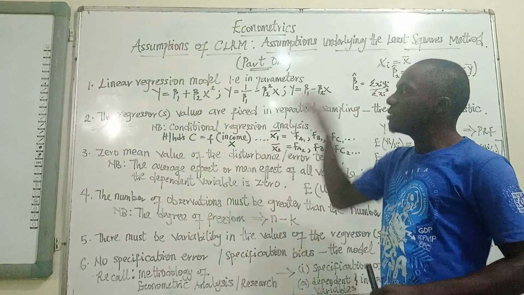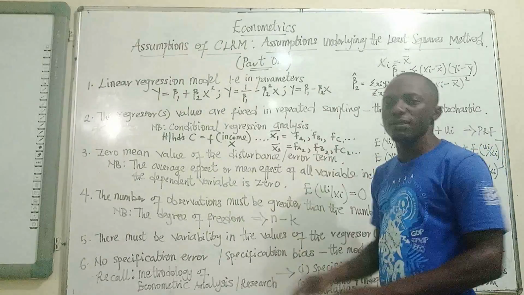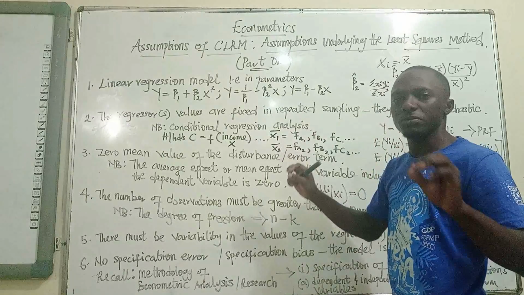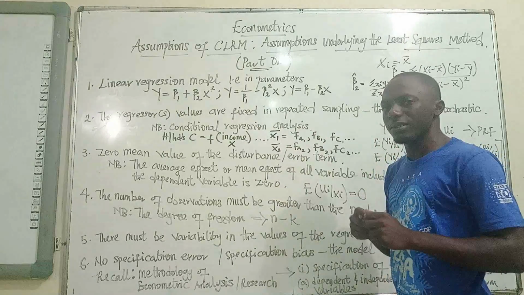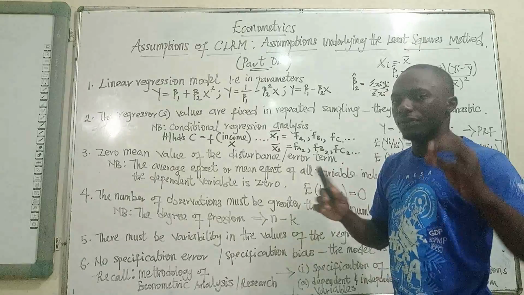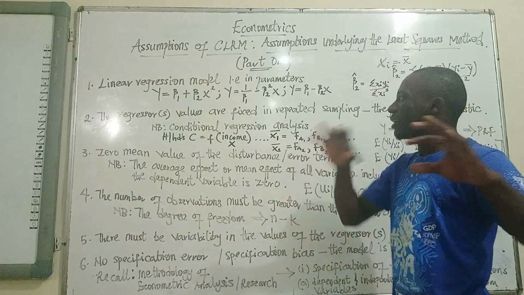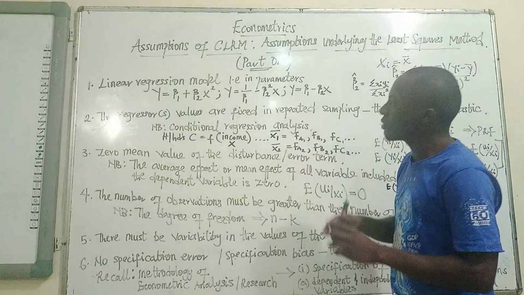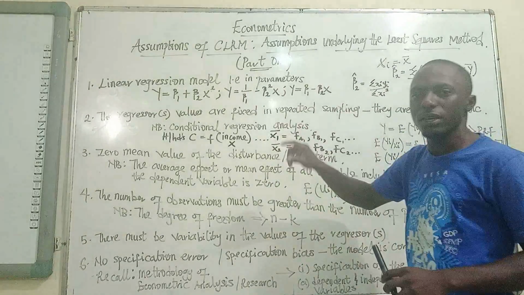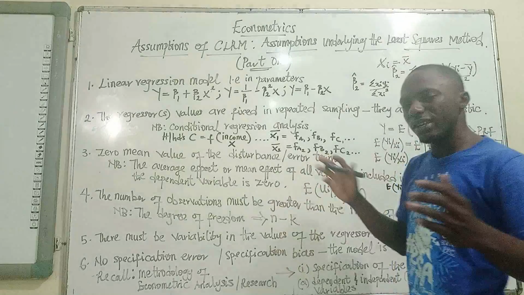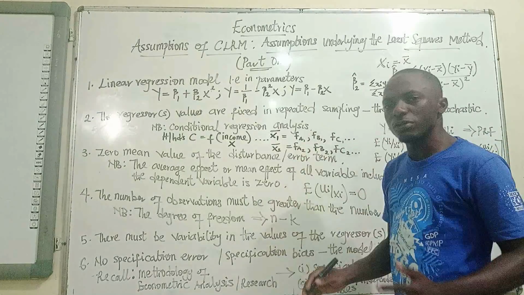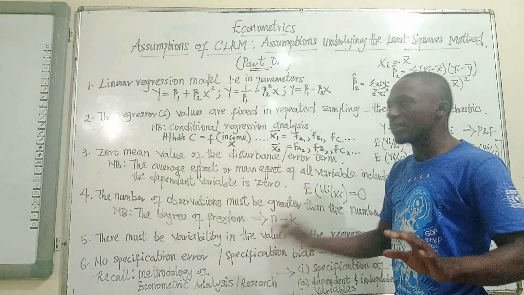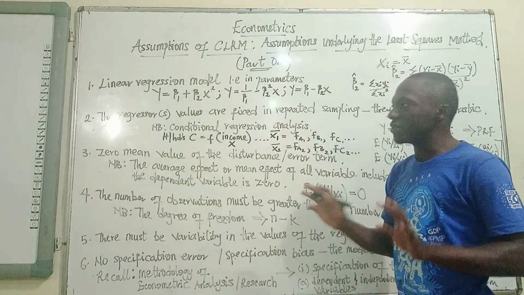The regression model that we are about to estimate using the least squares method must be a linear regression model. In the last video, we explained the difference between linearity in parameters and linearity in variables. So the CLRM is basically concerned with linearity in parameters. We are talking about a linear regression model, a regression model that is linear in parameters. That's basically what this assumption is about.